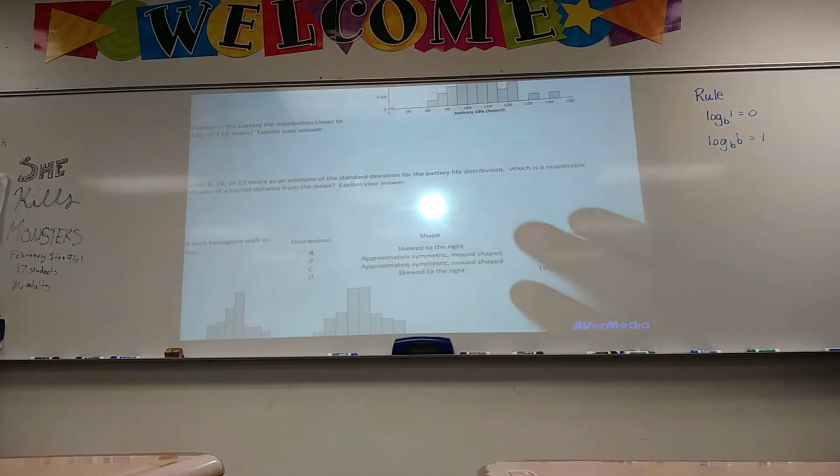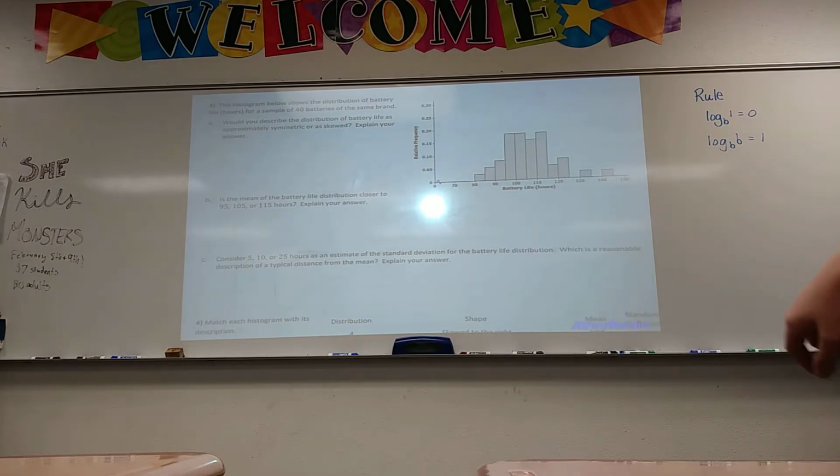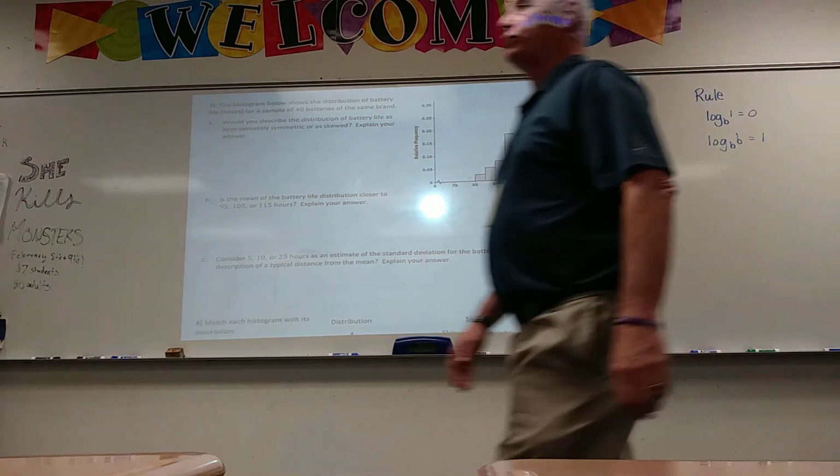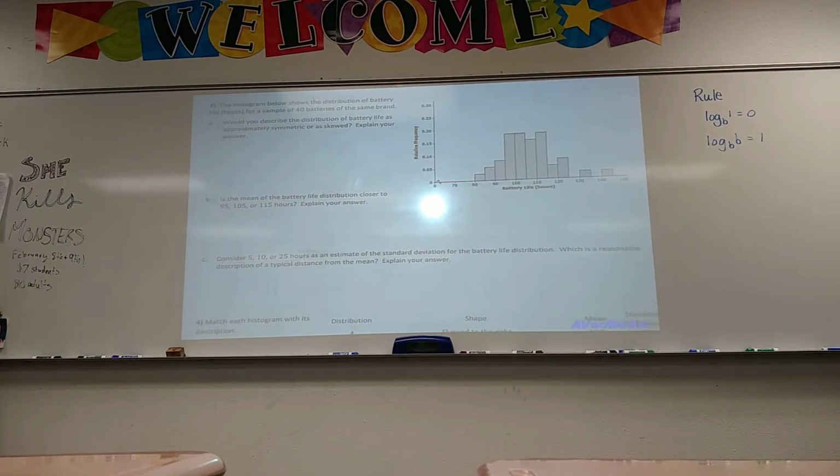It's January 7th of 2015. I would call this a bar graph. They call it a histogram. It is. Don't really care. It's the same thing. It shows the distribution of battery life in hours for a sample of 40 batteries of the same brand.